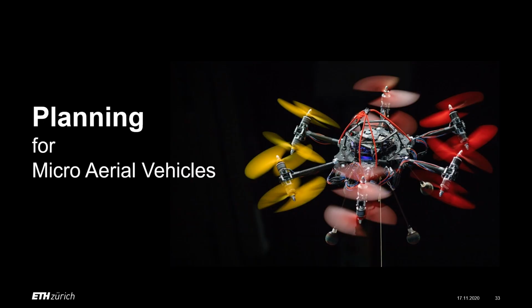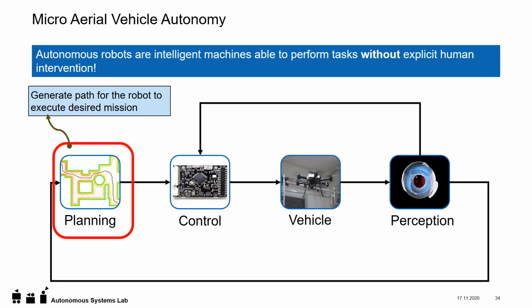This leads us to the next topic, planning for microaerial vehicles. As shown in the beginning of the perception part, here we are again with the different parts to make a MAV autonomous. We already covered the control part and the perception part, and now the last part, the planning part, is responsible for generating paths for the robot to execute a desired mission.